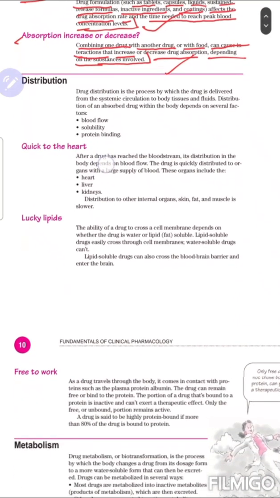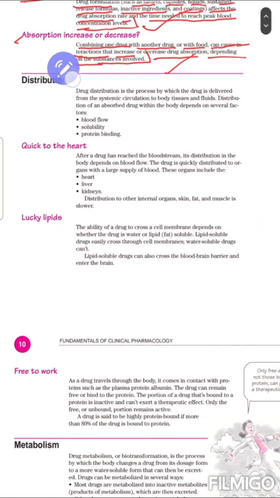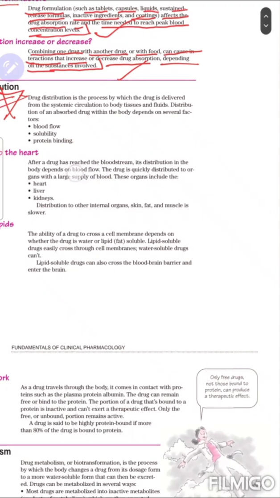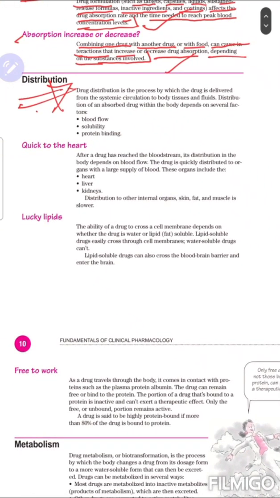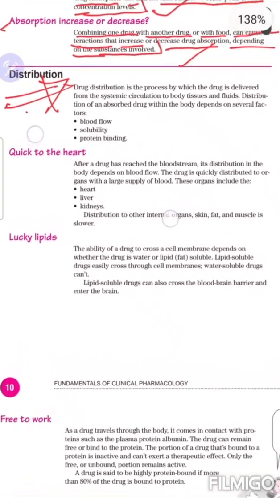Now we will move towards the next topic, which is distribution. That is also a very, very important one. After absorption, it comes to distribution. So what is happening in distribution?